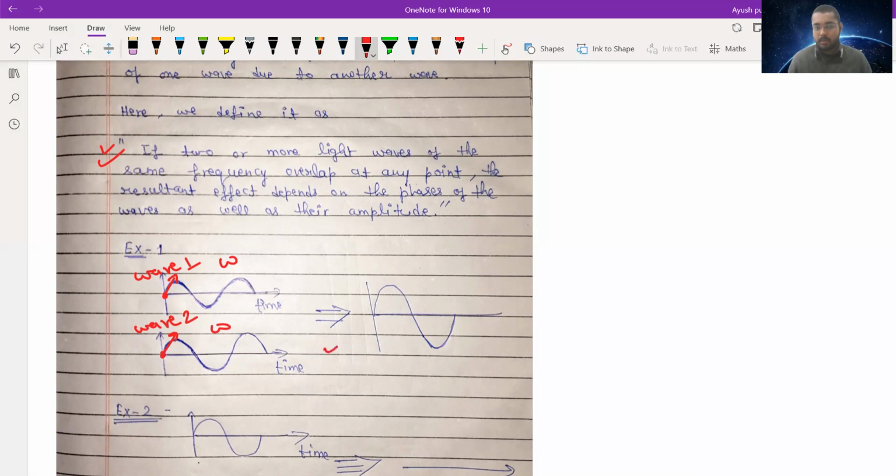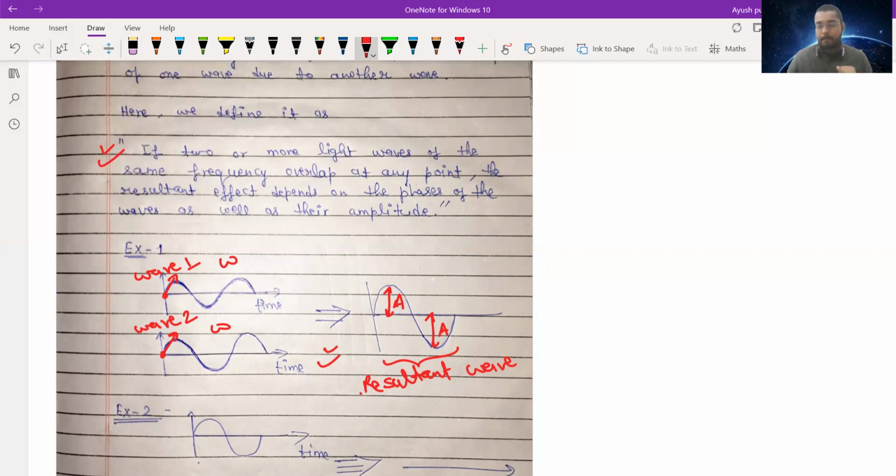If these two waves overlap, they will give a resultant wave, something like this. Now you can see the amplitude of the resultant wave, which I am taking as A, is larger than the amplitude of the two individual waves. It is clearly visible. It is greater because these two waves were in phase. The phase of these two waves was the same, or you can say the phase difference was 0.